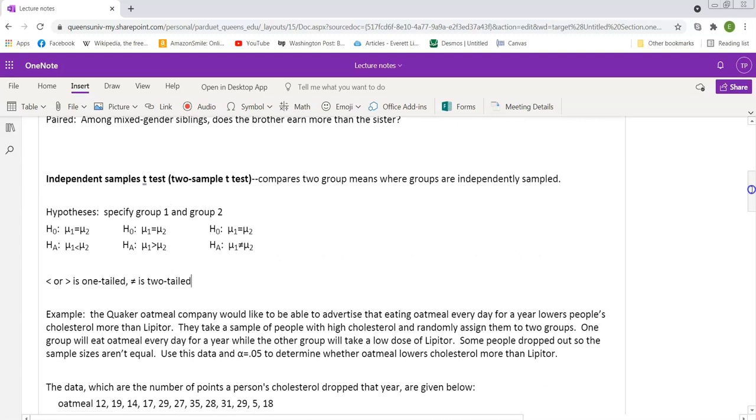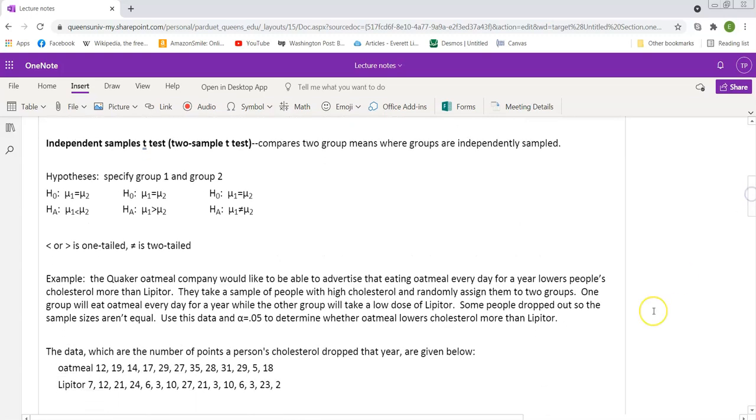All right, so here's our example with the oatmeal/Lipitor data. So we've got people who ate oatmeal, people who took Lipitor.